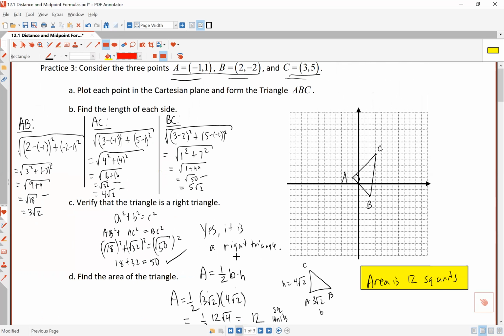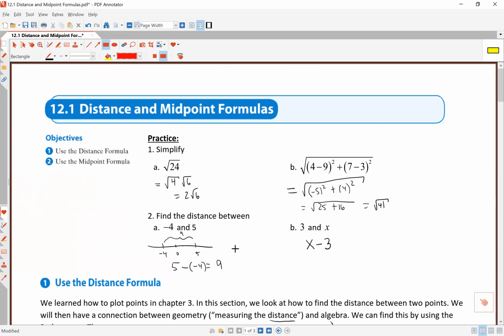And this concludes the video for section 12.1, Distance and Midpoint Formulas. Objective 1, use the distance formula.